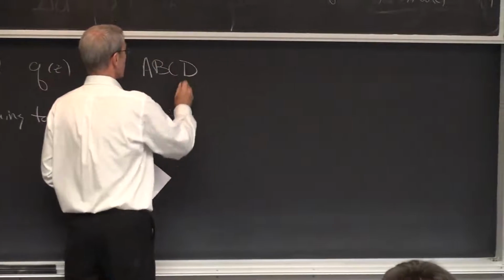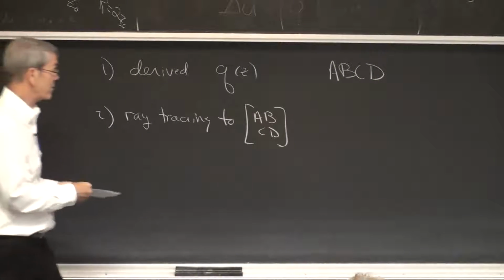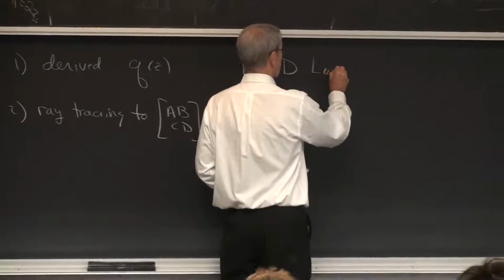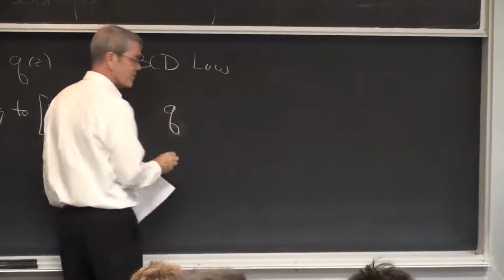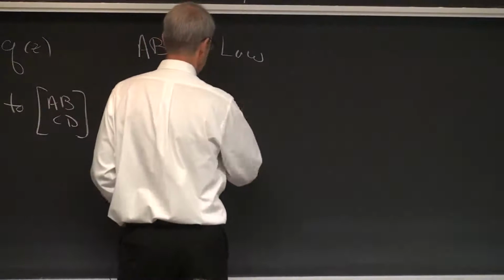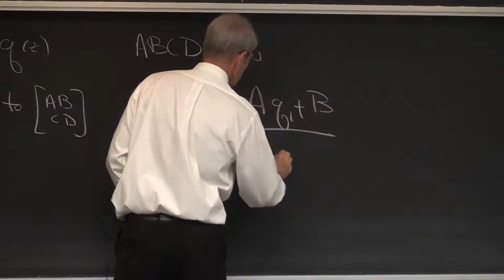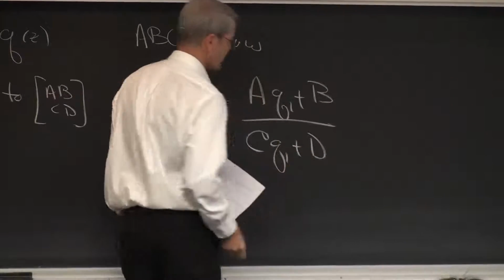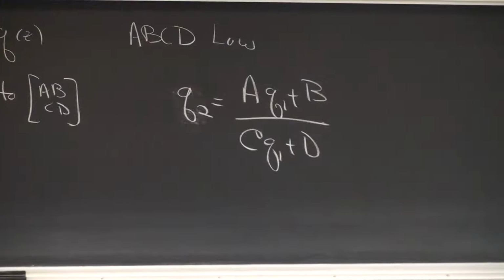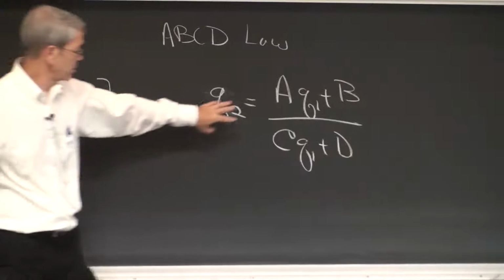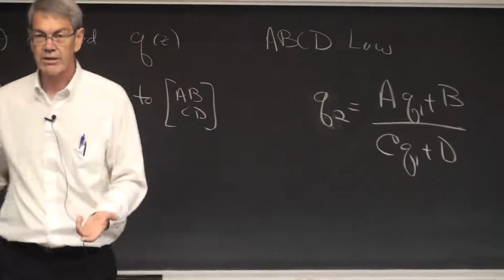And this is how we connect all of this stuff to reality. So the ABCD law, it's real simple. Q, oops, I can't even write. I'm so excited I can't even write it. Q2 equals (A Q1 plus B) over (C Q1 plus D). That's the ABCD law. So we take the components of the matrix and we just literally use them, and they tell us what Q is after the fact.